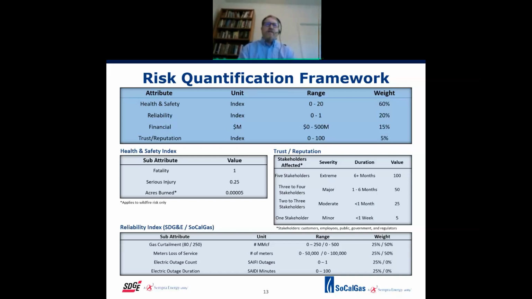So that hasn't changed. What has changed is the inclusion of acres burned. And it's shown here in health and safety, specifically focusing on the aspect of when a wildfire burns, it creates pollution in the air that has significant health implications.